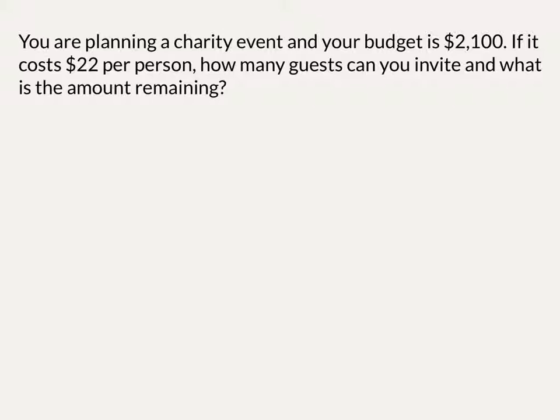You are planning a charity event and your budget is $2,100. If it costs $22 per person, how many guests can you invite and what is the amount remaining? In order to solve this problem, we need to divide. So we'll divide 22 into 2,100. And this will give us the number of guests that can attend the charity event.